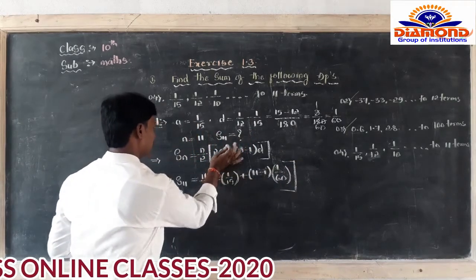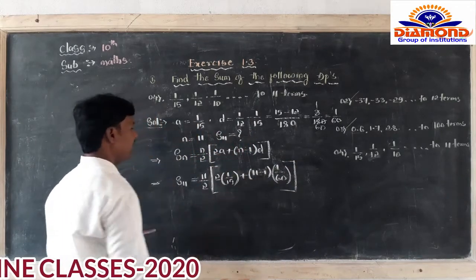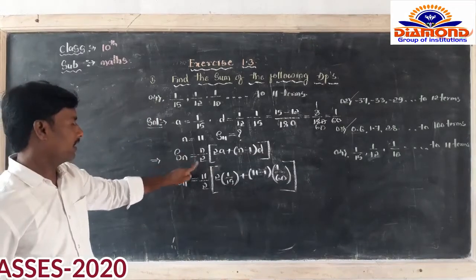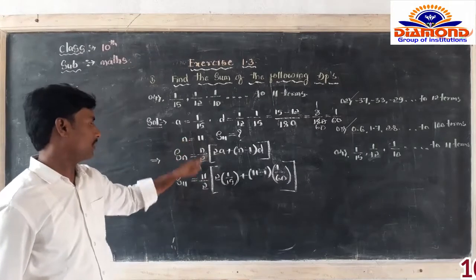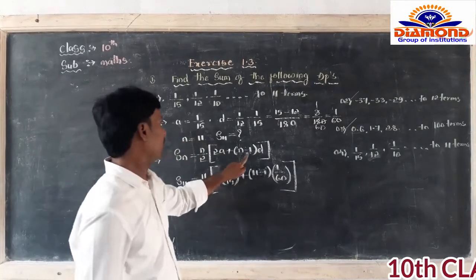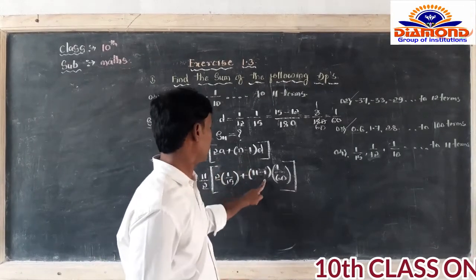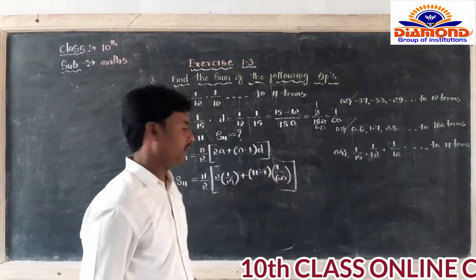One more time, dear students, what I did here in this step. So n value is 11 by 2. 2 is there, a value is 1 upon 15 plus n minus 1 means 11 minus 1 and common difference is 1 by 60.